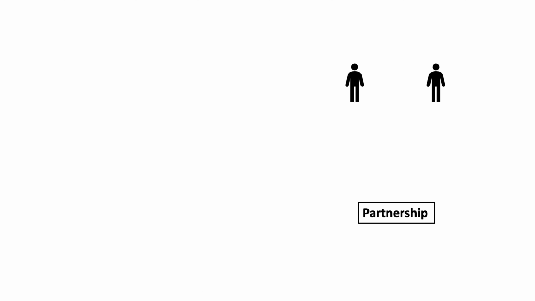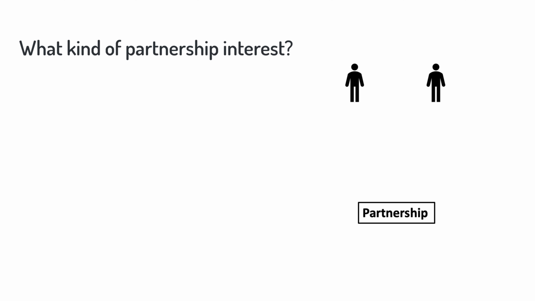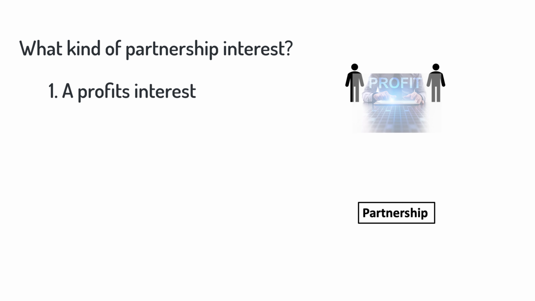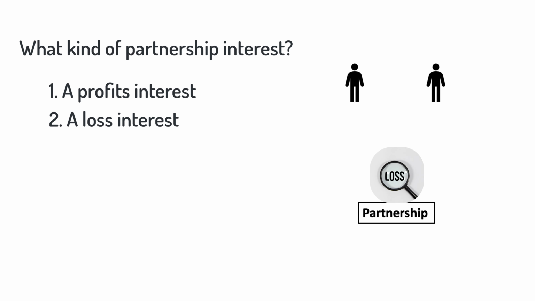But before we go on, let's look at a question we sidestepped in the first video. What do we mean by a partnership interest? There are actually three types of partnership interests. One is an interest in partnership profits. With a profits interest, a partner will be allocated a percentage of the profits from the business. The second is an interest in losses. With a loss interest, a partner will be allocated a percent of any losses that occur in the business.